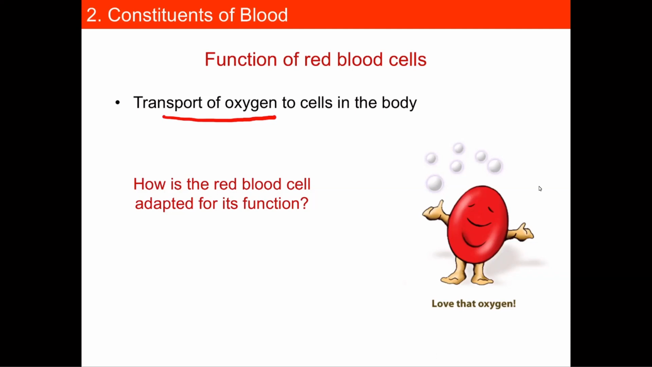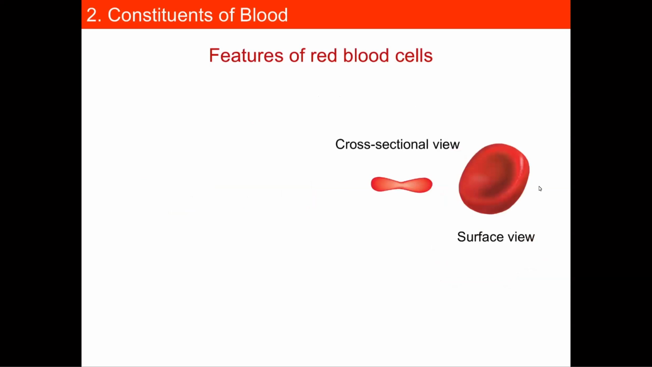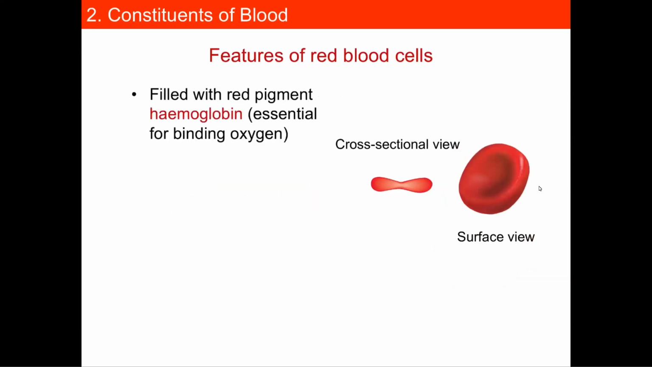So how is the red blood cell adapted for its function? You are going to get a red blood cell that looks like this. It's filled with a red pigment, hemoglobin. This red pigment of hemoglobin is very important because it is the one that binds and transports oxygen. Without hemoglobin, your red blood cells cannot function. Without the hemoglobin pigment found in the red blood cell, you cannot transport oxygen at all.